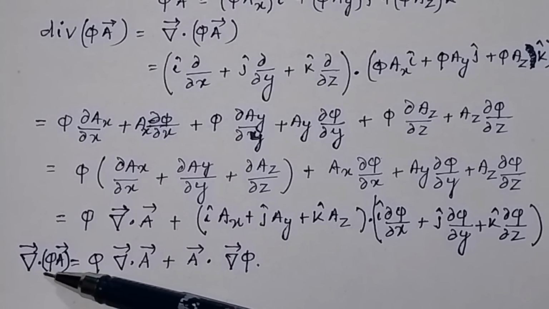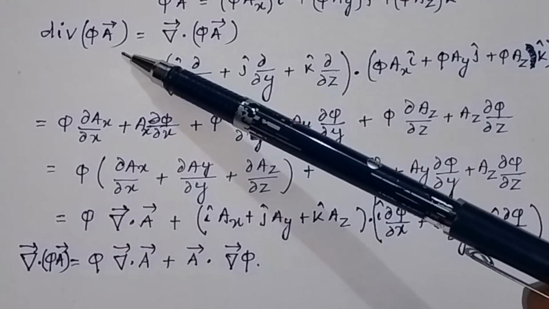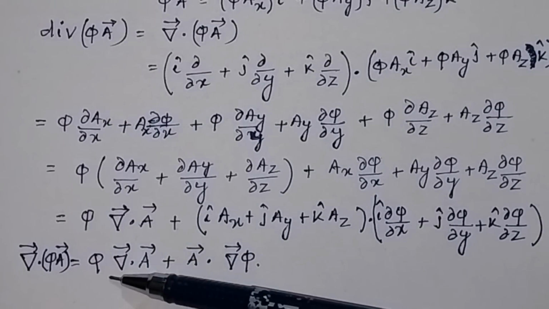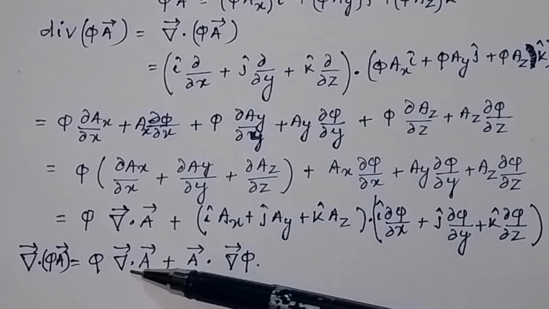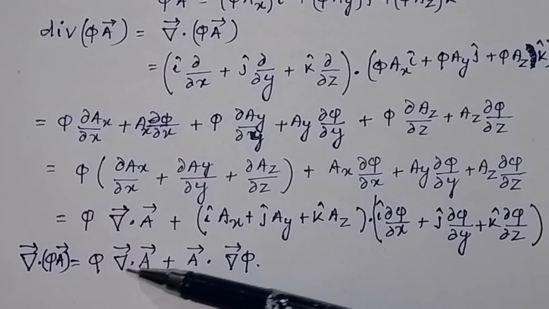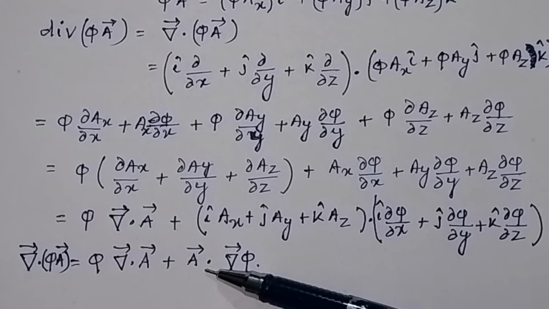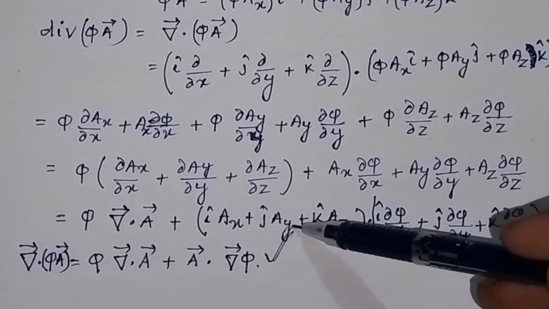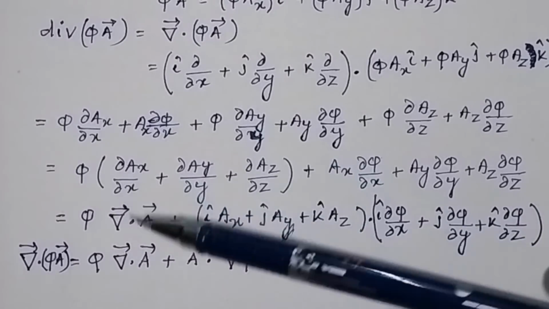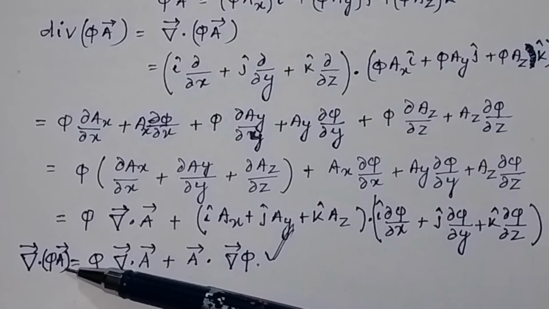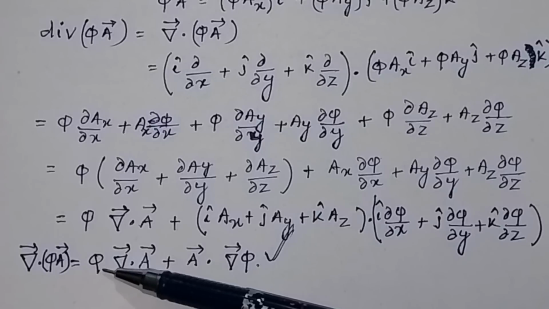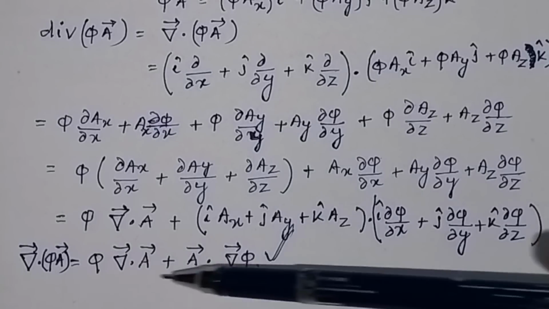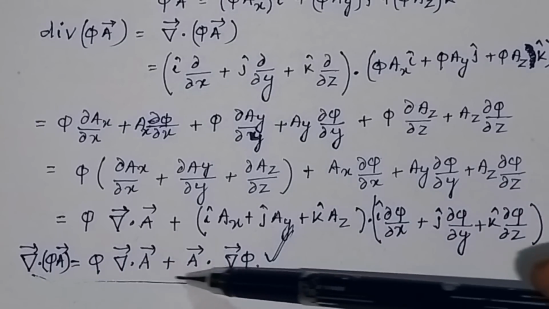In this way, you can prove that the left hand side, divergence of phi A or del dot phi A, is equal to phi del dot A, that means phi times the divergence of A, plus the dot product of A vector with the gradient of phi. This is a very important relation. Sometimes it is asked in the examination to prove that divergence of phi A is equal to phi divergence of A plus A dot gradient of phi. You should remember this relation also. This is a very useful relation in physics.